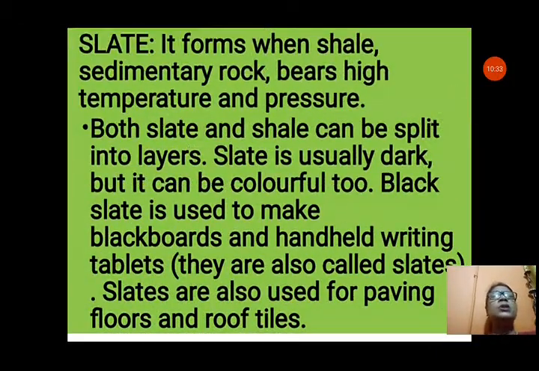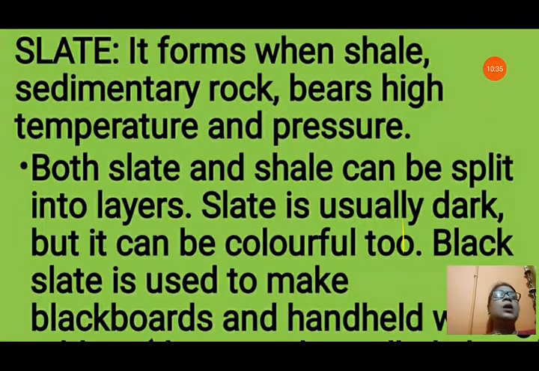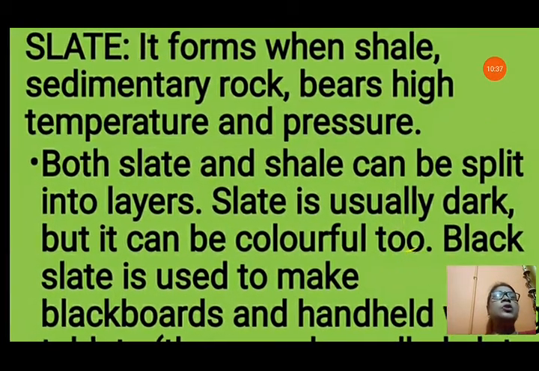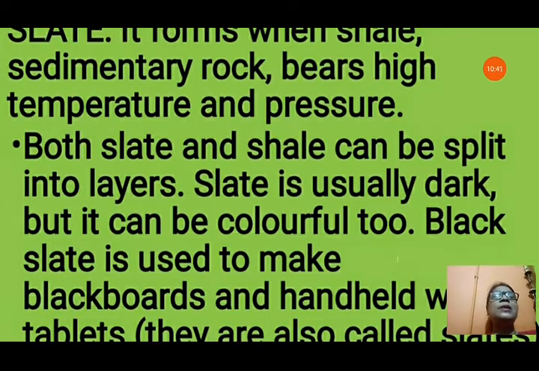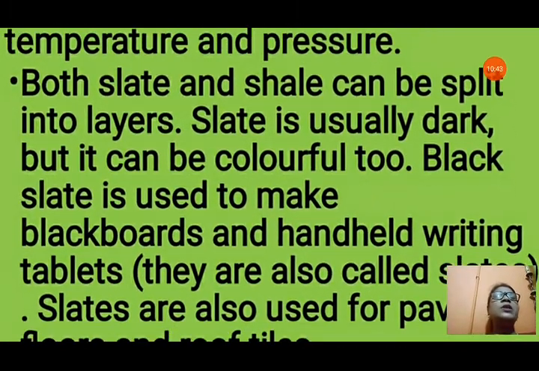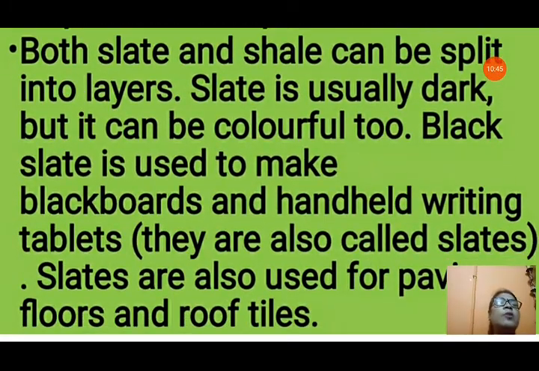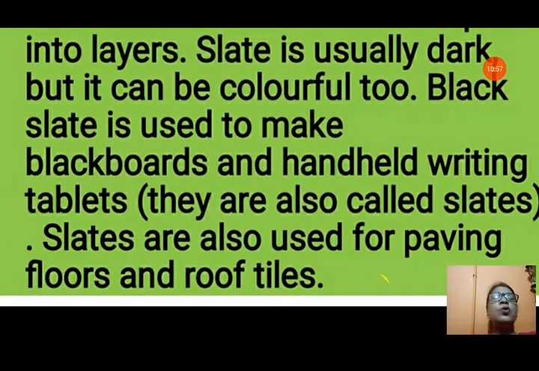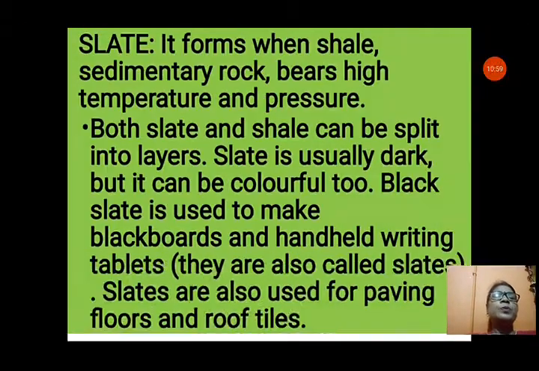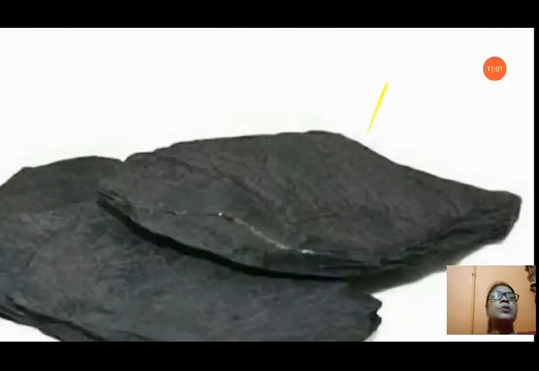Now next is slate. It forms when shale, also a sedimentary rock, bears high temperature and pressure, and it changes into slate. Both slate and shale can be split into layers because they are formed by sedimentary layers. Slate is usually dark, but it can be colorful too. Black slate is used to make blackboards and handheld writing tablets. They are also known as slates. Slates are used for paving roads, floors and tiles also. You can see the picture of slate.